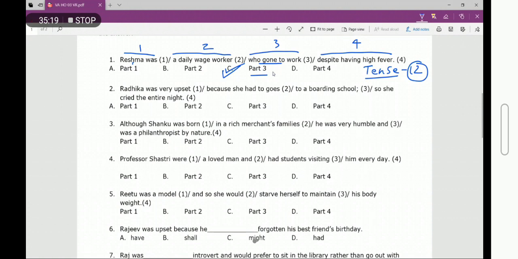Now, second question. Radhika was very upset because she had to goes. She had to goes. She had to go. Wrong, right? With had you can't say goes, it should be V1. Are you getting it? So now again, see, go and goes, correct?